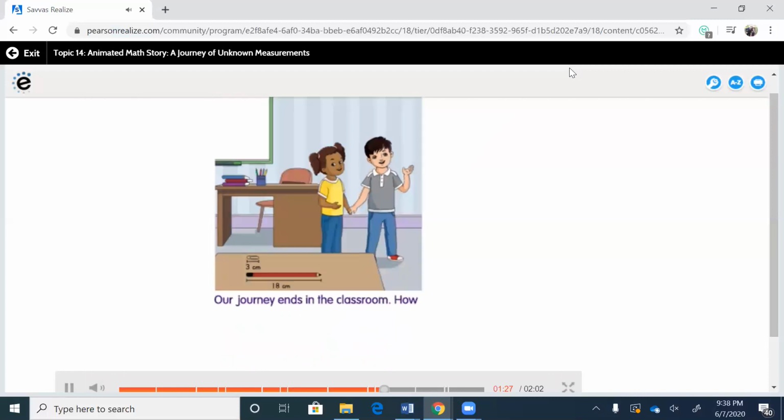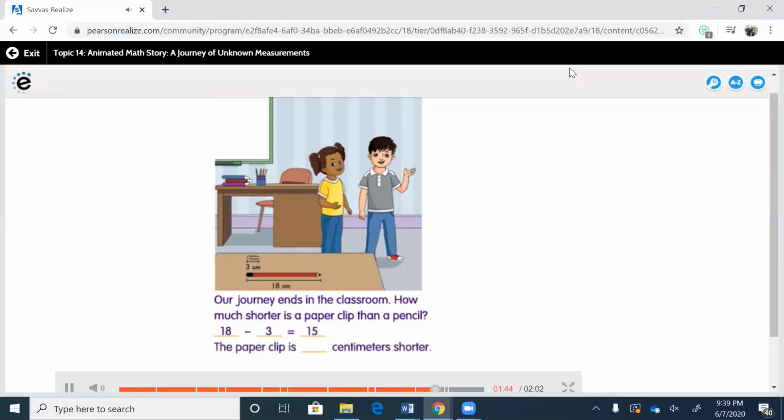Our journey ends in the classroom. How much shorter is a paperclip than a pencil? 18 minus 3 equals 15. The paperclip is 15 centimeters shorter.